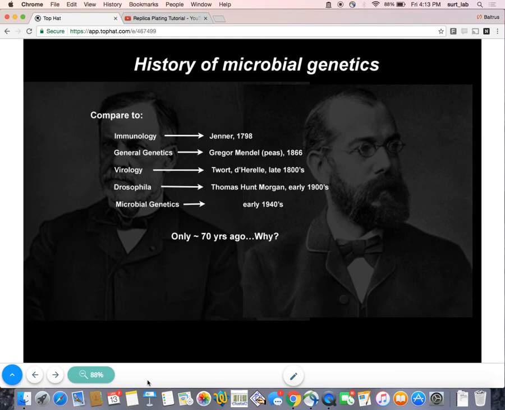Immunology, Jenner figured, Jenner was smallpox vaccines. Not really vaccines, but kind of, they took scabs off of cows and gave people vaccinations with them. So Jenner figured out a little bit about immunology, and really studies of immunology started back in the late 1700s. General genetics, Mendel started, he figured out some stuff mid-1800s, but really it was picked up about 50 years later.